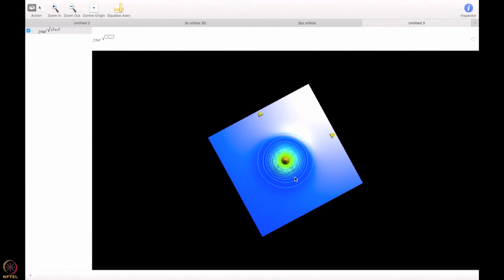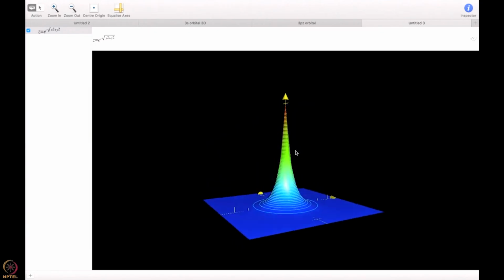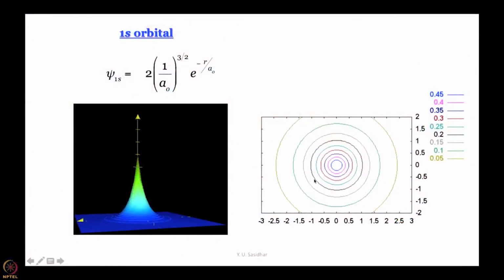Okay. So, this is essentially what you have, and then of course, there is no node here. The wave function is always positive or always negative depending on how you define it. Okay. So, this is 1s orbital for you. We will go back to the presentation. Yeah. So, this is the picture that I showed you, perhaps with different limits, and these are the contour lines.